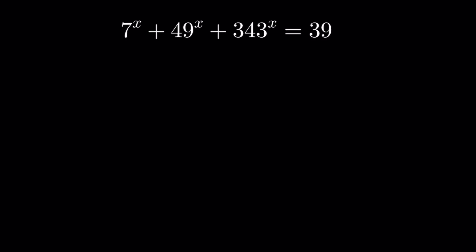7 to the power x plus 49 to the power x plus 343 to the power x equals 39. We have to find the value of x.